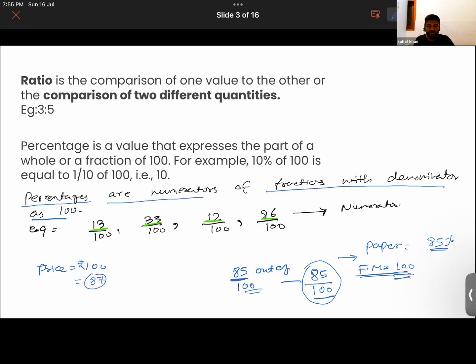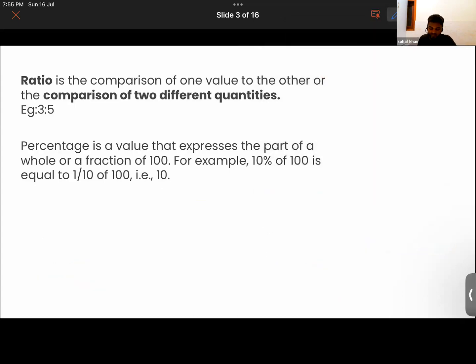Ahmed, do tell me if there's confusion in this. Are you guys getting confused in this? No, sir. Arhan? No, sir. Okay, so I'm giving some questions to you guys.